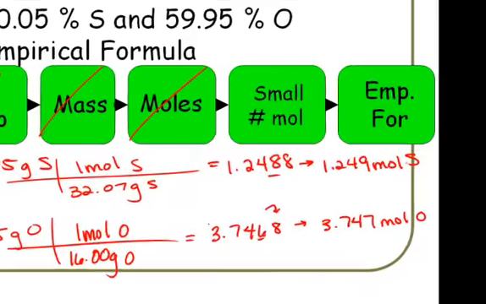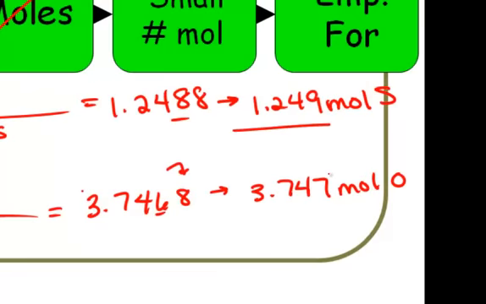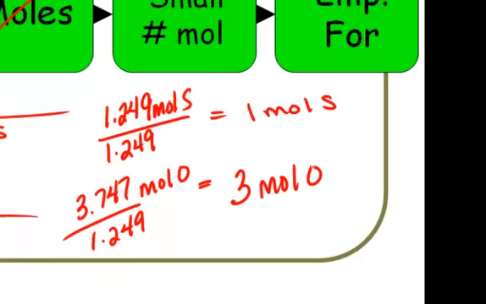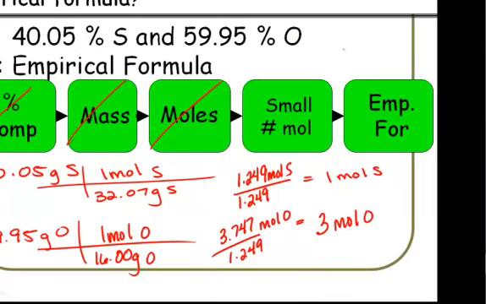Well, in this case, 1.249 is the smallest number of moles. So we're going to divide both of these by 1.249. So 1.249 divided by 1.249 is 1. So we have 1 mole of sulfur, and 3.747 divided by 1.249 is 3. So we have 3 moles of oxygen. So our empirical formula is S1O3.